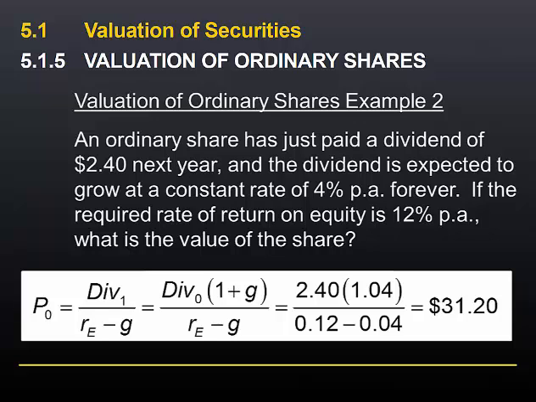The numerator of the formula becomes $2.40, the last dividend, multiplied by 1.04 to grow it at the growth rate until it is equal to div1, and then divide by 0.12 minus 0.04. The answer is $31.20.